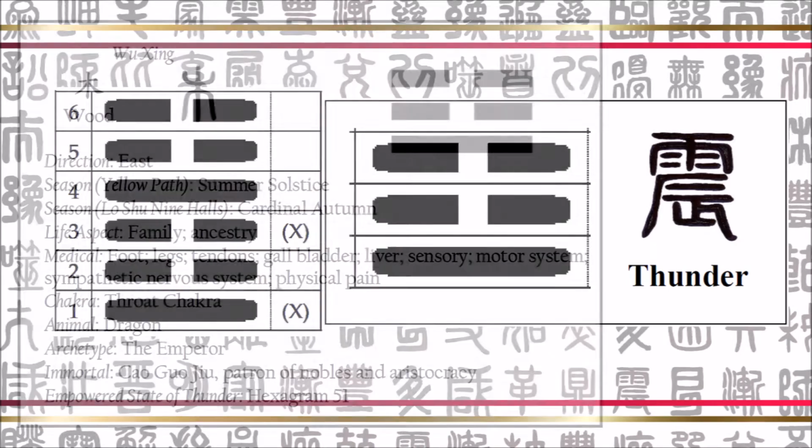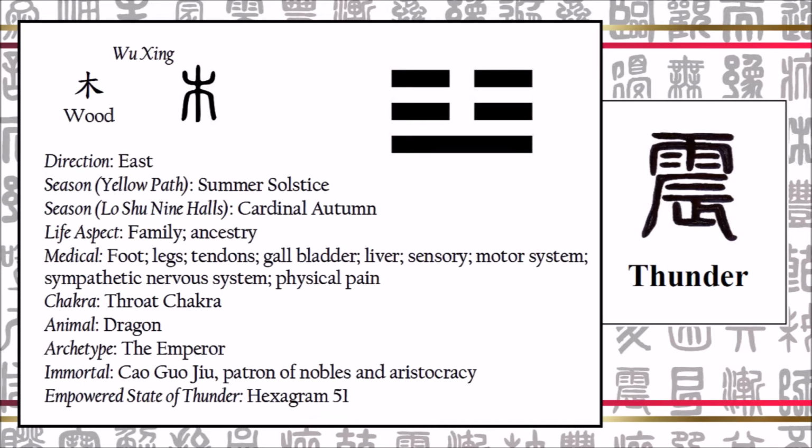For example, maybe the matter in question relates to something that involves the throat chakra or the archetype of the emperor. If the question presented had asked about timing, consider the timing correspondences for thunder, and of course you'll want to assess the timing correspondences for the trigrams formed in the secondary hexagram after the changing lines. If it was a medical question, consider the medical correspondences for the trigram thunder.